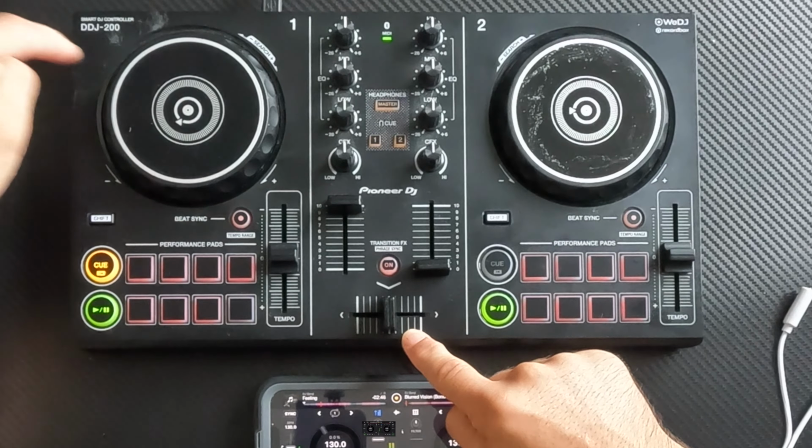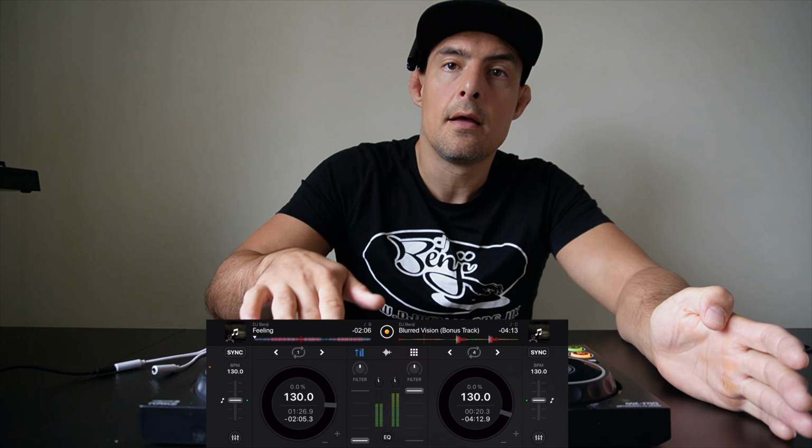That was one thing I wanted to mention as well about the platters. If I touch them on the top, they behave a little bit like a traditional vinyl setup, where if I touch it, it gives you that vinyl mode so I can do my scratching. But what we're going to do, just to save a bit of time, is mark a cue point here.